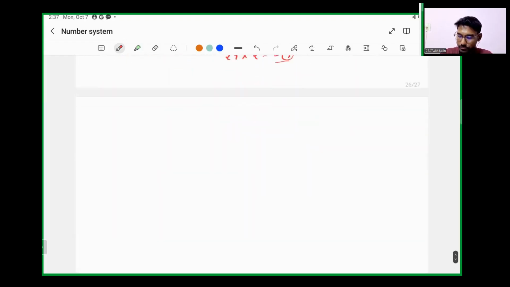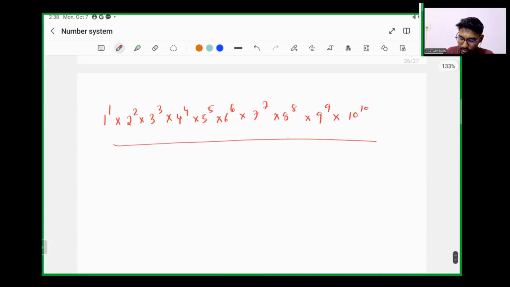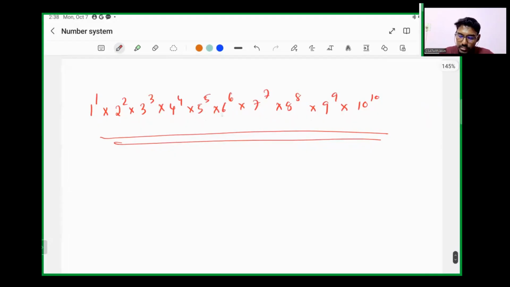Okay. Now I'll give you one more question. Just find out the number of zeros at the end. So this is like 1 raised to 1 into 2 raised to 2 into 3 raised to 3 into 4 raised to 4 into 5 raised to 5, 6 raised to 6, 7 raised to 7, 8 raised to 8, 9 raised to 9 into 10 raised to 10. You need to find out the number of zeros at the end of this expression. Now like 6 raised to 6, it means that 6 is coming 6 times, 7 is coming 7 times, 8 is coming 8 times. That's it.